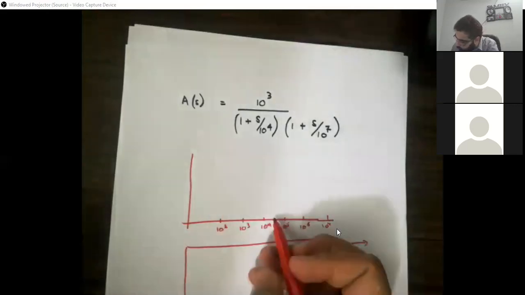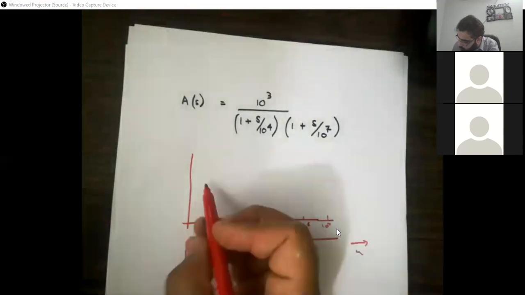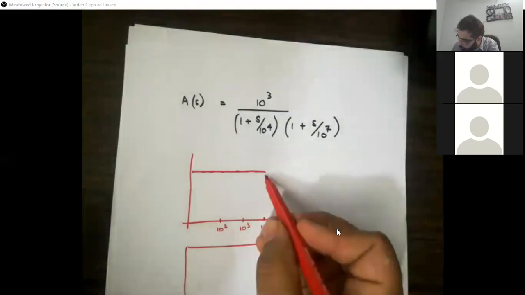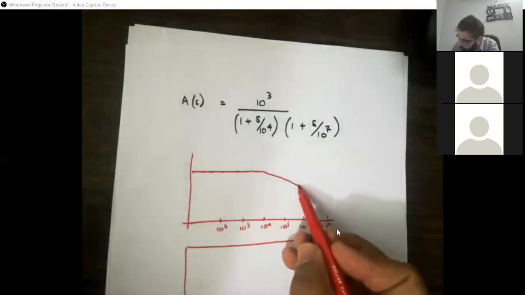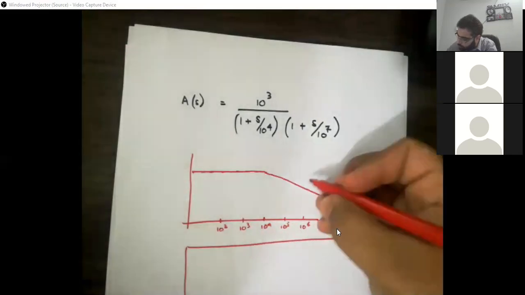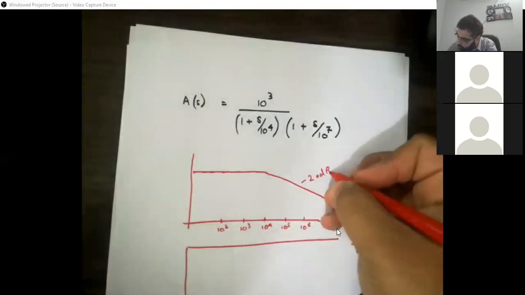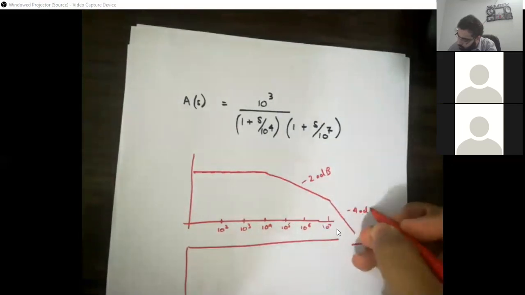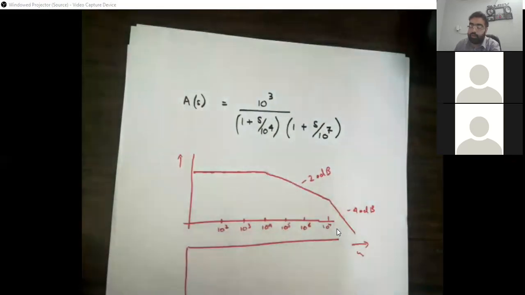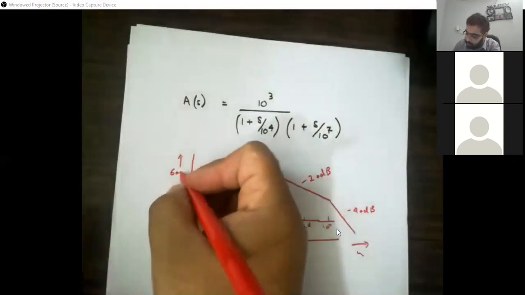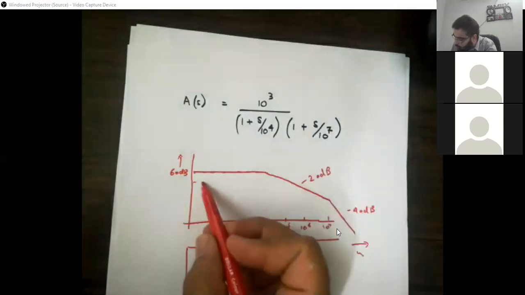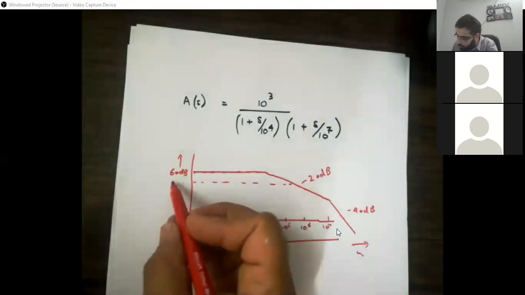So अगर हम बात करें, so we will have a first pole at, so it's going to be fixed value till 10 to the 4, it will decay down with a minus 20 dB decay until it reaches 10 plus 7, and it's going to be minus 40 dB. And if we want to say our dB scale, 10 raised to the power 3 is 60 dB. So अगर हम 60 dB यहाँ है, तो 10 raised to the power 5 पे it's going to have 40 dB.